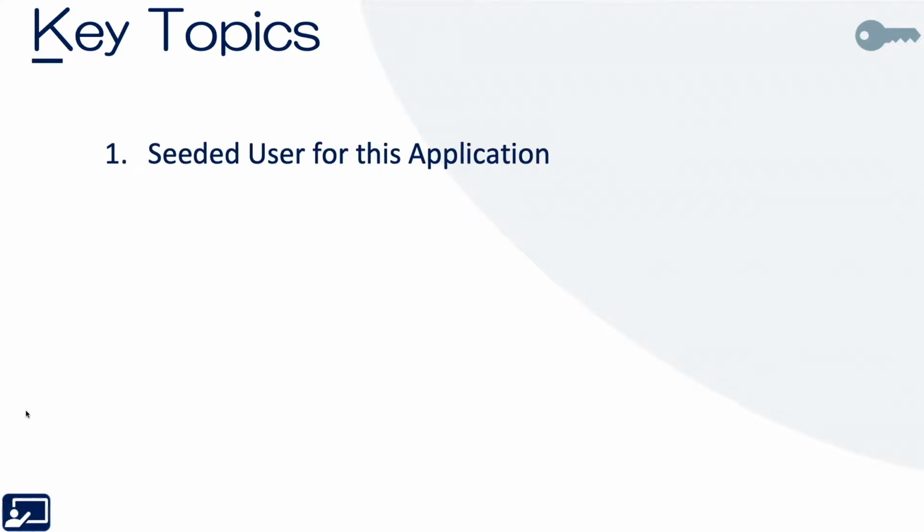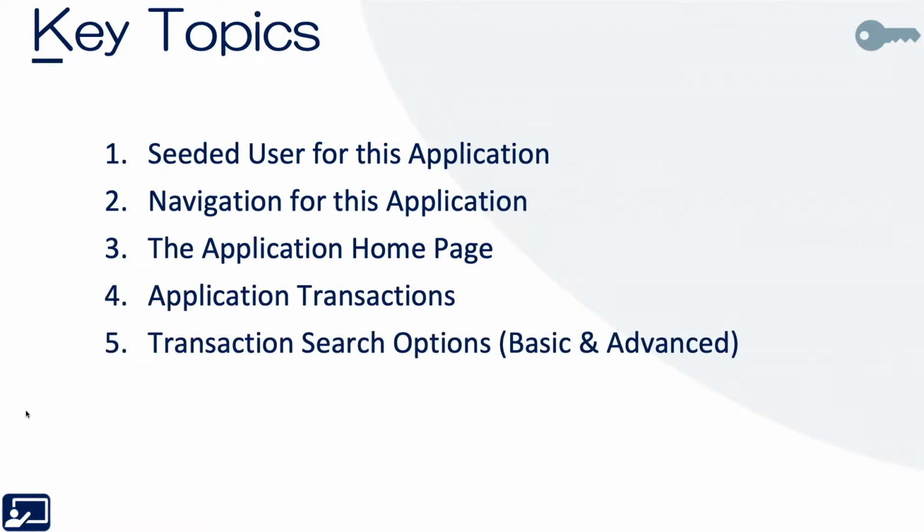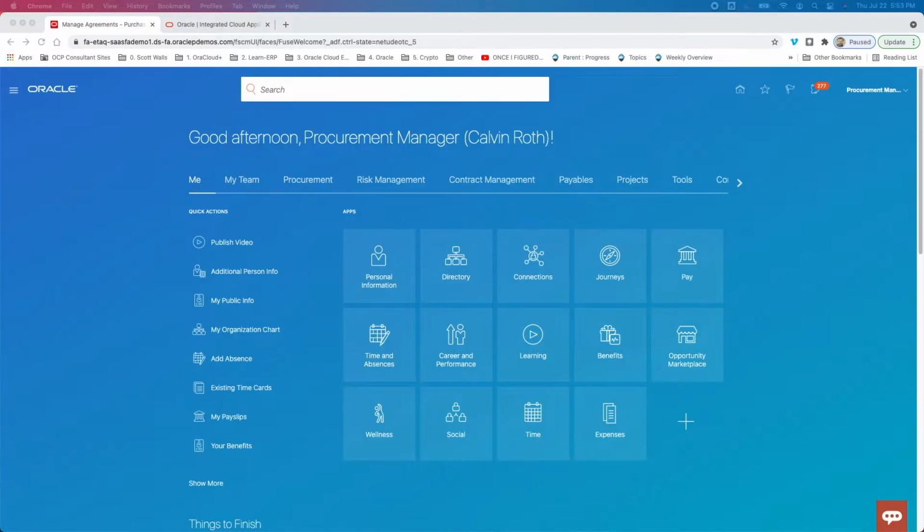First topic, seated user for this application. Second topic, navigation for this application. Third topic, the application homepage. Fourth, application transactions. Fifth and final, transaction search options, both basic and advanced. Now, before we jump into the application, it's just worth noting this is a Discover video, so it's really high level and just focused on what something does. If you want to learn how to use or how to deploy this application, watch the videos and/or courses under those menus. Okay, so let's go ahead and jump into the application.